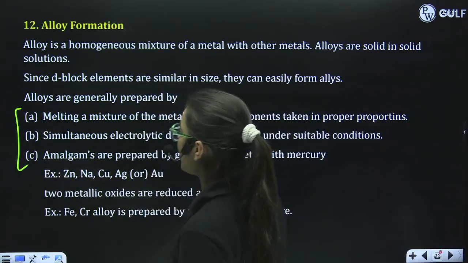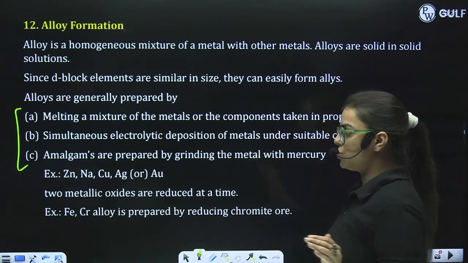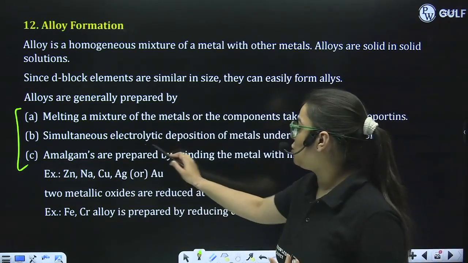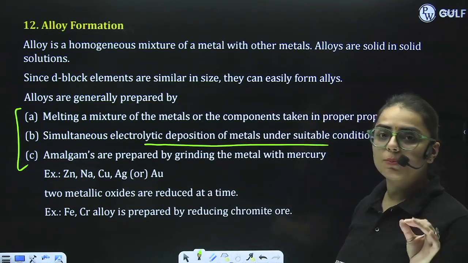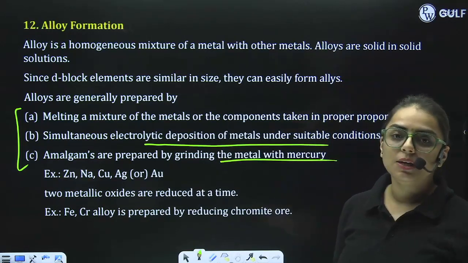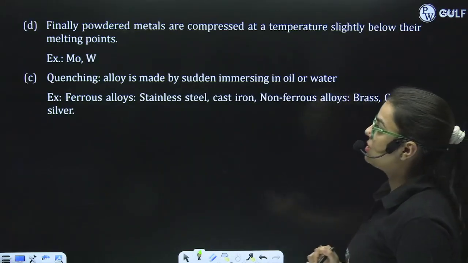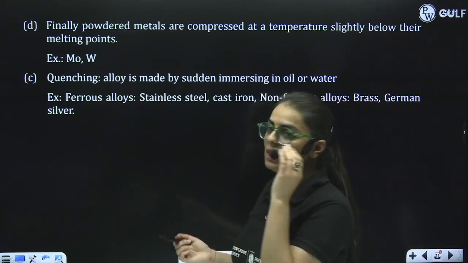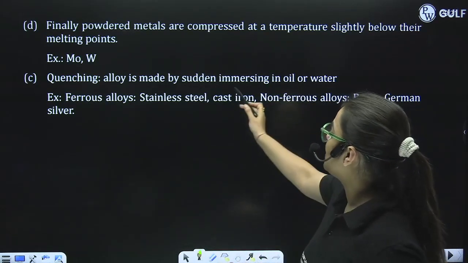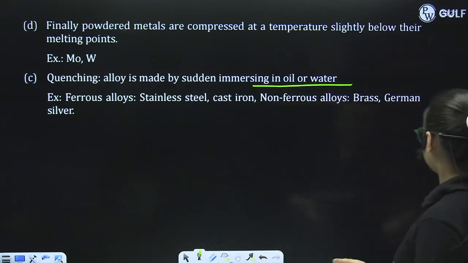You can clearly see they can be prepared by melting a mixture of the metal or the components taken in a proper proportion. Simultaneously, electrolytic deposition of metals under suitable conditions. Amalgams are prepared by grinding the metal with mercury. So in metallurgy also you have heard about these terms very well. Right, and there is also quenching done. Now what is quenching? Alloy is made by sudden immersing in oil or water. Now this is certainly asked in exams, right?